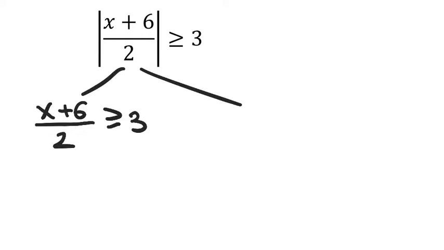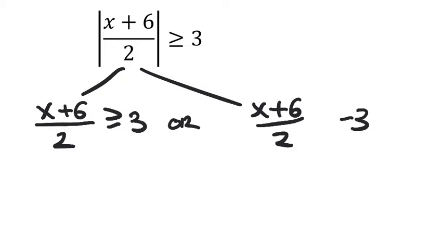But if I compare it with a positive, it's just going to be the regular inequality, the greater than or equal to symbol. Again, I know that it's eating the absolute value, so I'm going to put my OR statement there right now. And then the other part of it is where we take the inside of the inequality, x plus 6 over 2, and we compare with the opposite of, in this case, 3, which is negative 3, but by doing so, we need to flip that inequality.